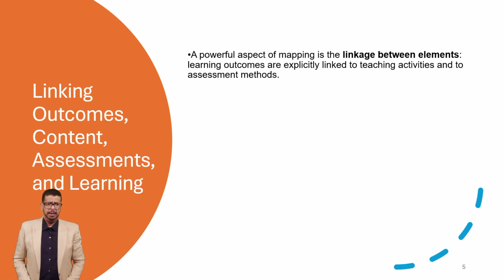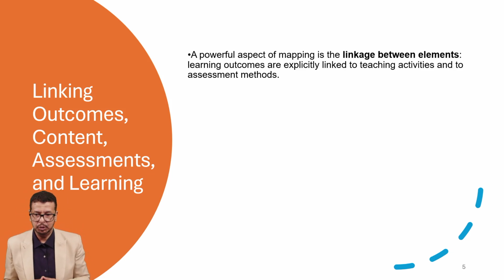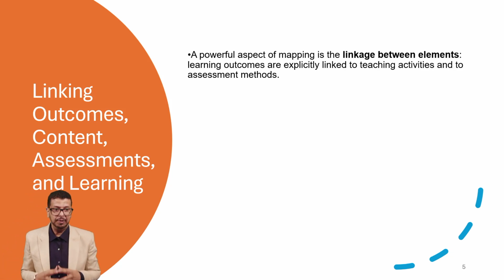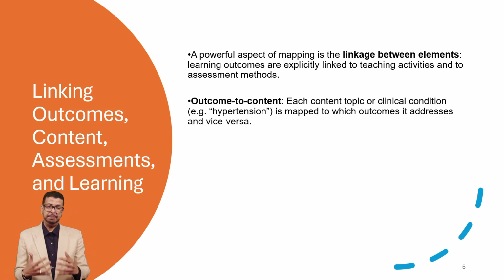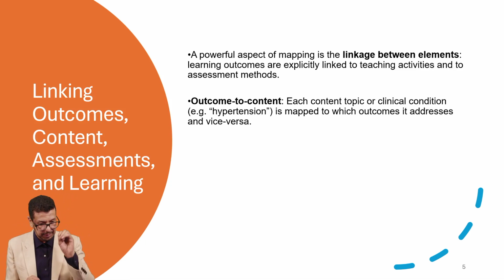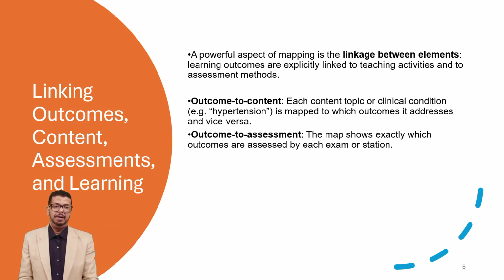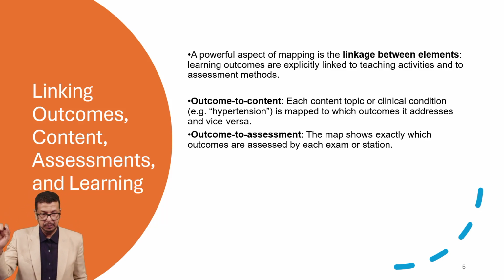So it's very important to highlight that curriculum mapping helps us to link outcomes, content, assessment, and learning. A powerful aspect of mapping is the linkage between these elements. It helps us to link outcome to content. Each content topic or clinical condition, for example hypertension, is mapped to the outcomes and vice versa. It helps to link outcome to assessment. The map shows exactly which outcomes are assessed by exams or by station.